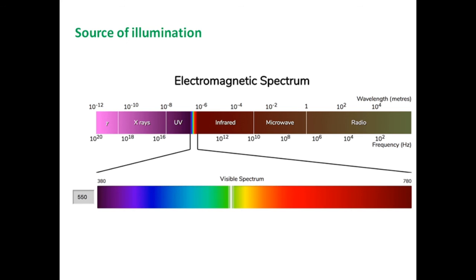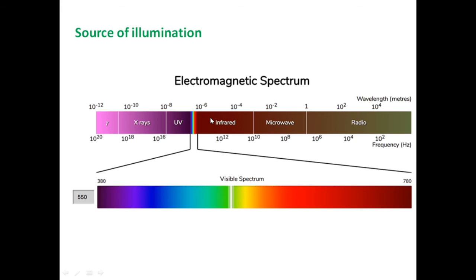Because the ultimate source of energy, or how the images happen, is the source of illumination. So what is this source of illumination here? As you know, the electromagnetic spectrum has different rays like gamma rays, X-rays, ultraviolet, visible, infrared, microwave, radio waves, with different wavelengths as well as frequencies. As the wavelength increases, the frequency decreases. It is an inverse concept.